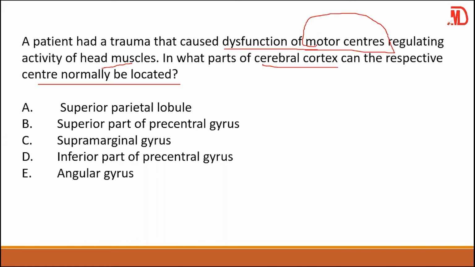This is also known as the motor strip or the motor center. Again, we call it the primary motor cortex. So please take note of some of these things. Now, if you're talking about proprioception and the sense of touch and things like that, you are definitely looking at the postcentral gyrus. But even under the precentral gyrus, we have different parts.